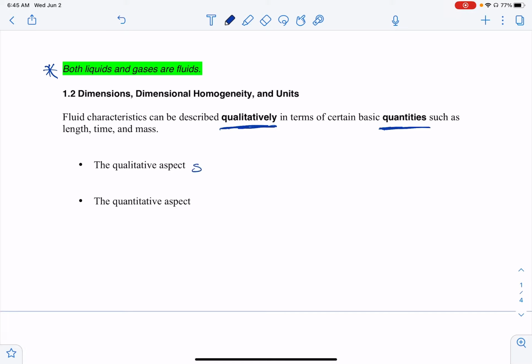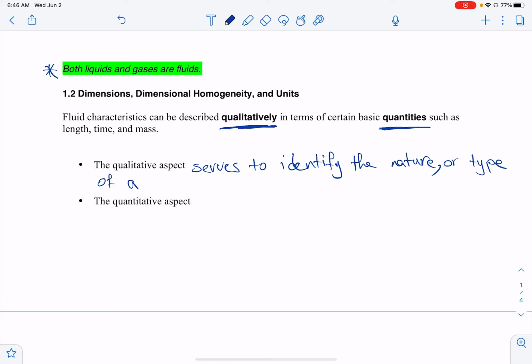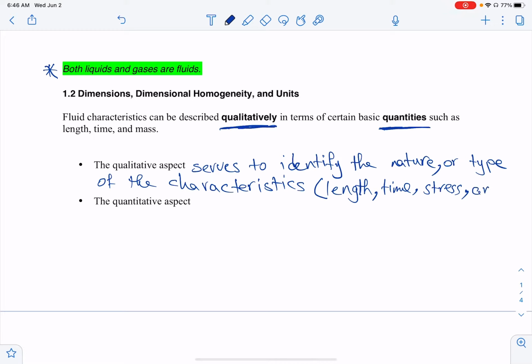So the qualitative aspect serves to identify the nature or type of a characteristic, like, as I said, length, time, the stress that we just talked about, and velocity.